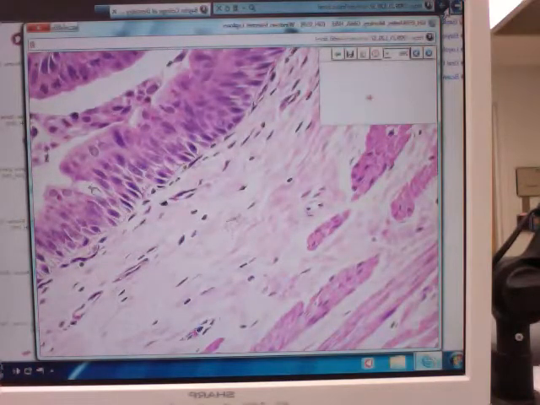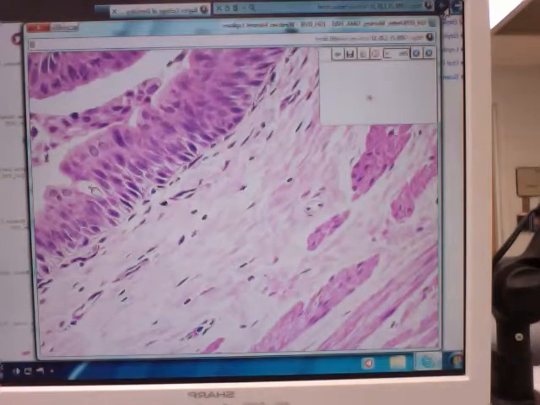Densely packed collagen fibers. Here's a fibroblast, only a few cells around it. This would be a nice example of what your dense irregular connective tissue would look like. Much thicker bundles of pink collagen fibers, with a few scattered cells throughout it, typically fibroblasts.